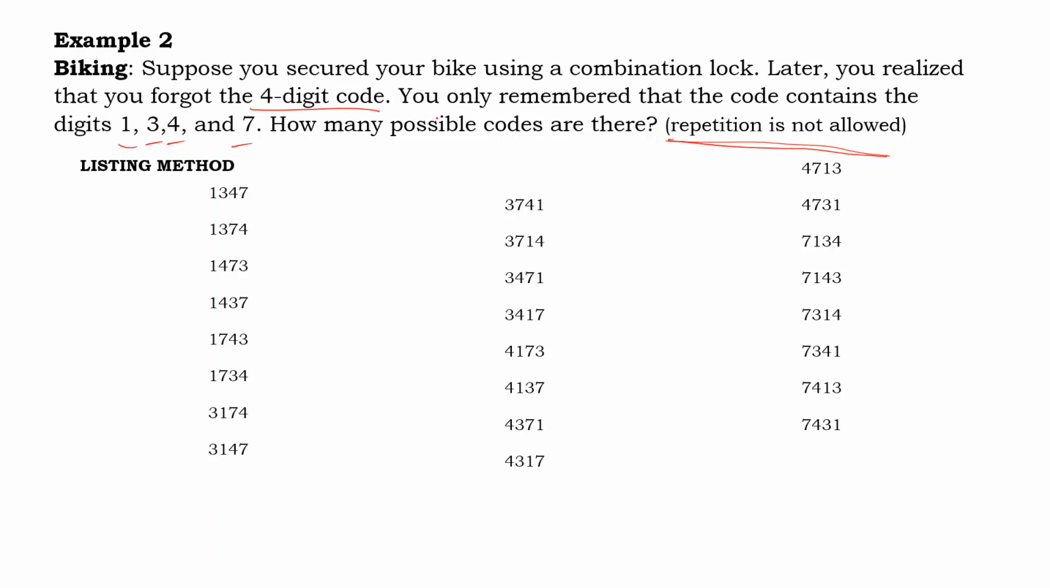So, here we have a combination lock, the one with numbers like a padlock. It has a 4-digit code. You forgot the 4-digit code. All you remember is that it has the numbers 1347. Now, how many possible codes are there if repetition is not allowed?